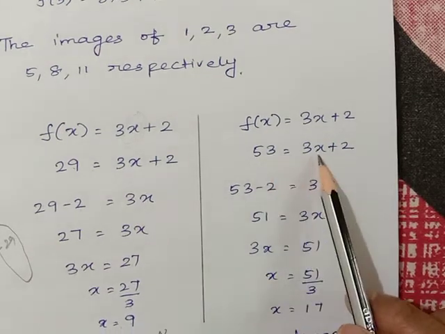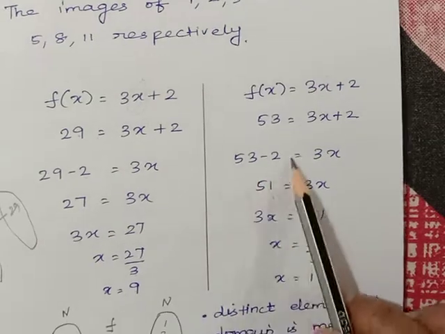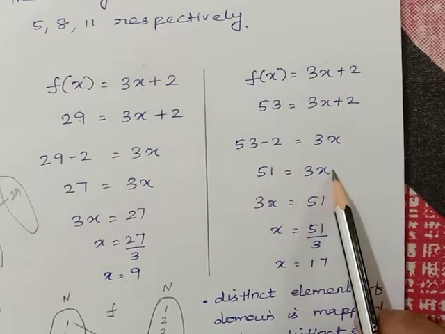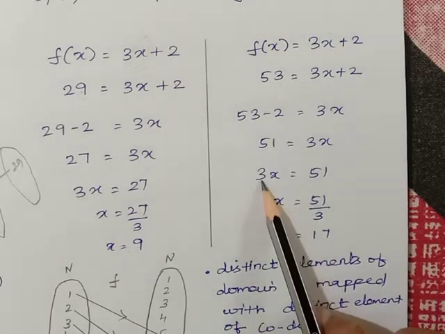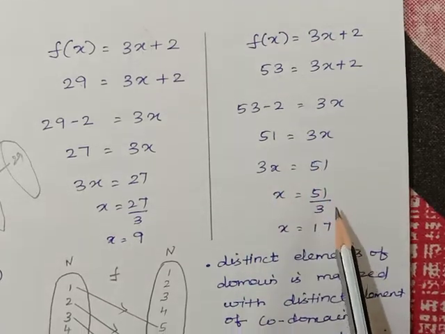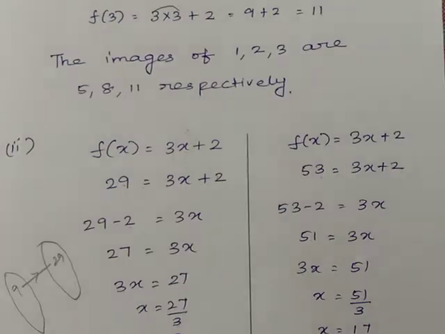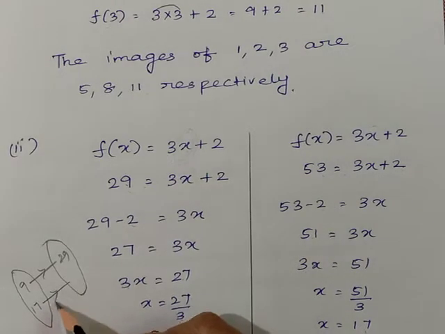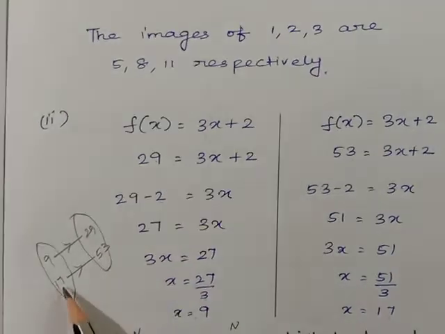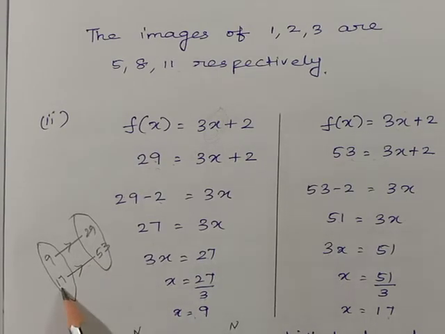So 53 equals 3x plus 2. Plus 2 when taken to the other side becomes minus 2. 53 minus 2 is 51, equals 3x. That is, 3x equals 51. x equals, 3 is in the terms of multiplication, when taken to the other side becomes division. So 3 divides 51 seventeen times. So when you substitute the value of 17 in x, your answer will be 53. Here the image of 17 is 53 and the pre-image of 53 is 17.